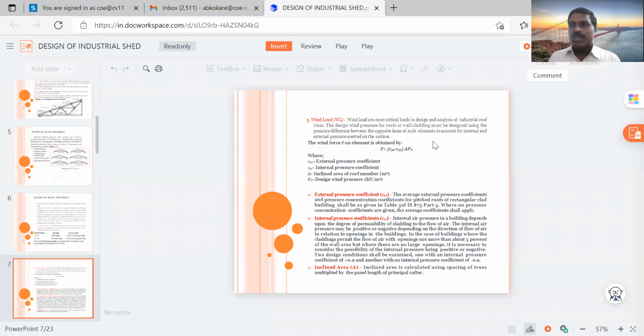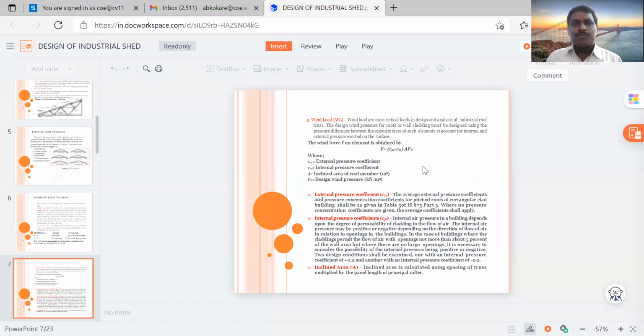It means whatever faces are there, we are providing the two side slopes for the industrial shed. So on these particular faces, the wind pressure is acting in two directions. For these two directions, we have to calculate the design wind pressure. And so the wind load is the most critical load in the design of an industrial shed.